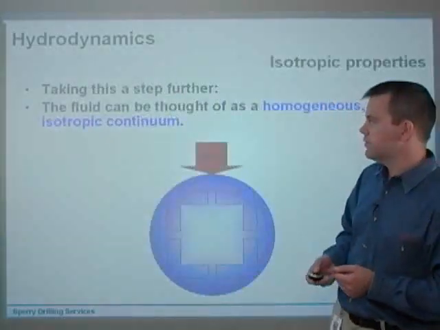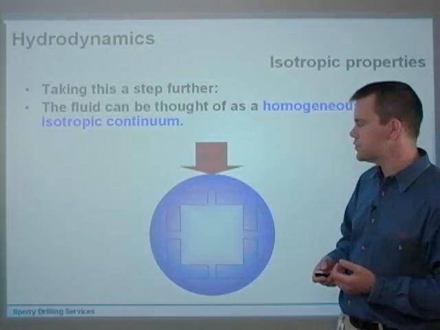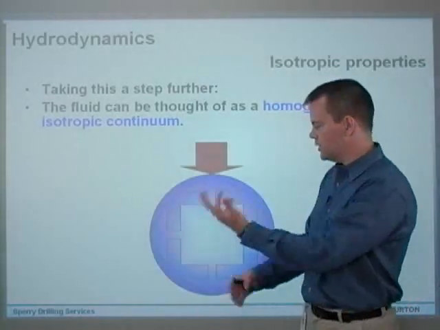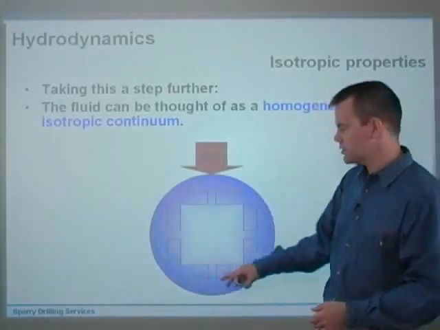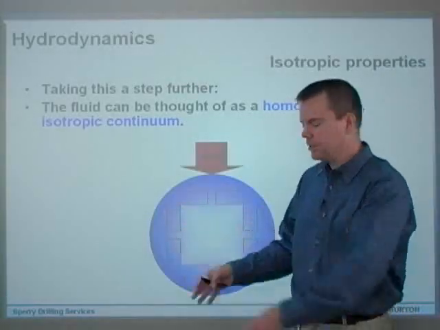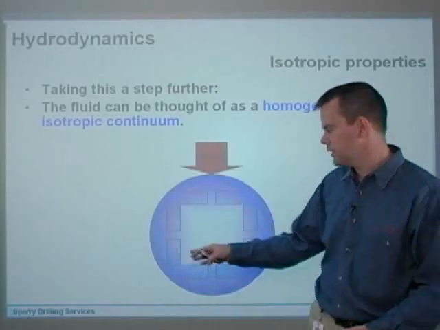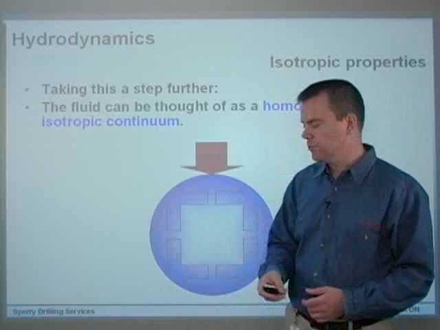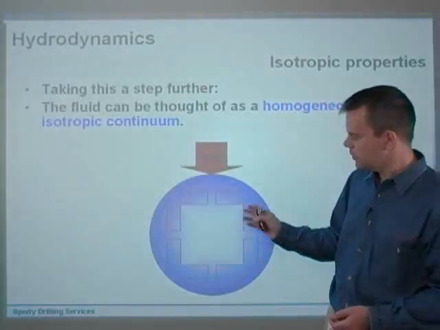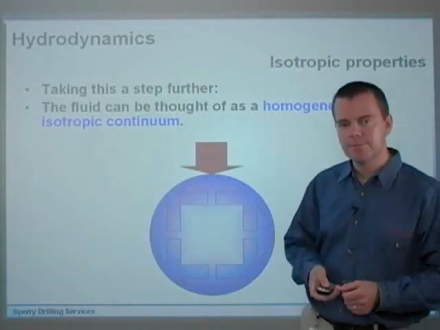Taking that one step further, the fluid can be thought of as a homogeneous isotropic continuum. What I mean by that is, it's homogeneous: it basically means it's the same. The consistency is the same all throughout the fluid. So if we look at a sphere of fluid, the consistency here is the same as the consistency in the center and at the other side. It may have clay particles suspended in it, it may be just a drop of water, but the entire thing can be thought of as being the same consistency throughout.